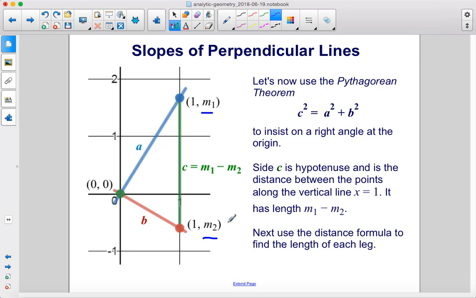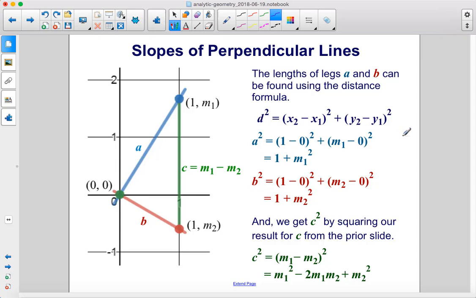Next, use the distance formula to find the length of each leg. The lengths of legs A and B can be found using the distance formula, which is d squared equals x2 minus x1 squared plus y2 minus y1 squared. So if you plug in numbers here, we get that a squared equals 1 plus m1 squared and b squared equals 1 plus m2 squared. And we get c squared by squaring our result for c from the prior slide. So we get c squared equals m1 minus m2 squared, which is m1 squared minus 2 times m1 times m2 plus m2 squared.